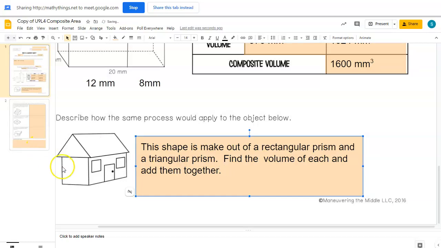Okay, so this one would be length times width times how far we go in the opposite direction, and this one would be the area of the triangle times how far we go in that opposite direction, or that perpendicular direction, and that's how we do that. So now we're going to go ahead and go on to our next slide.